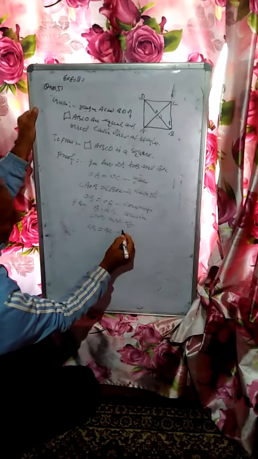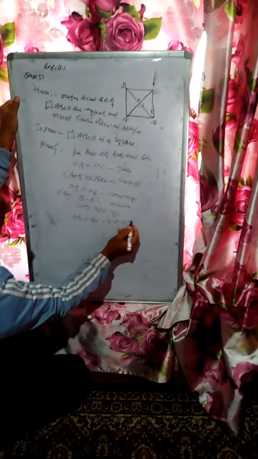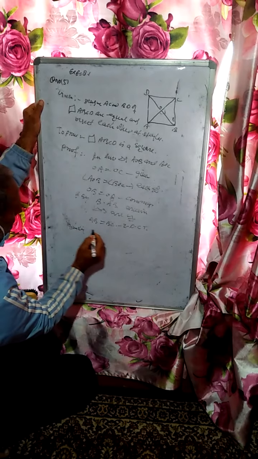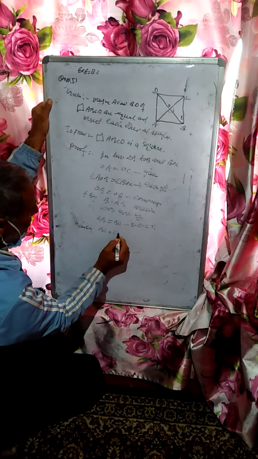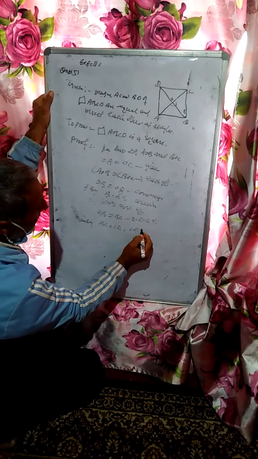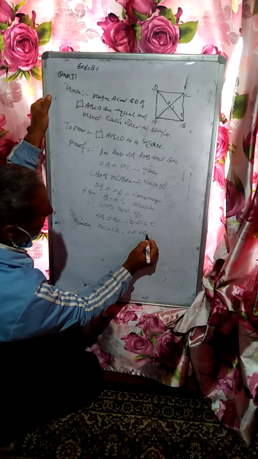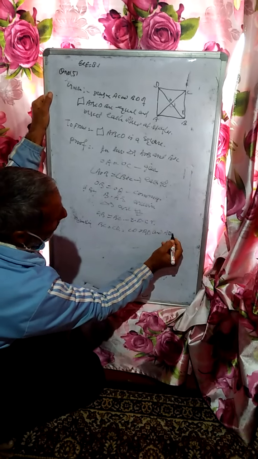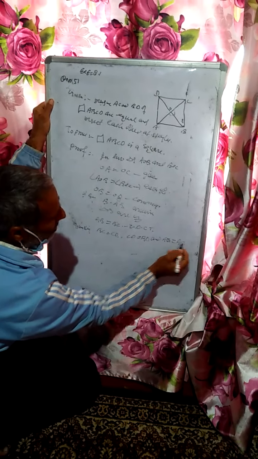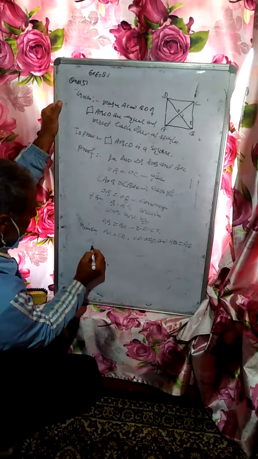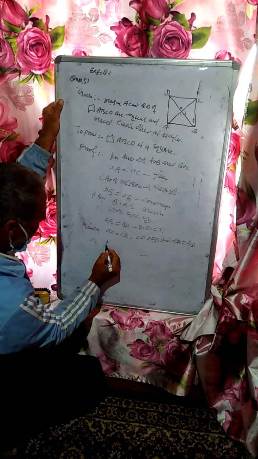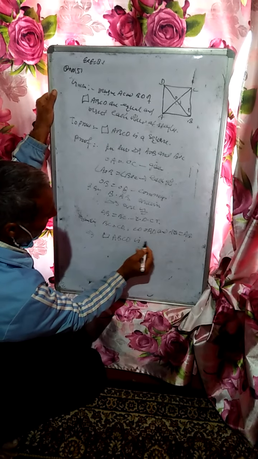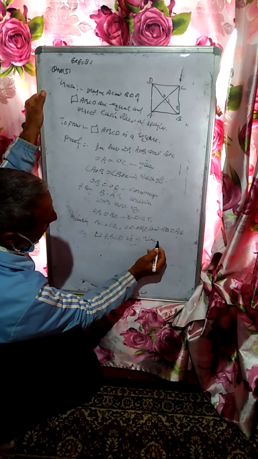AB is equal to BC, CPCT. Similarly, BC is equal to CD, CD is equal to AD, and AD is equal to AB, which implies that quadrilateral ABCD is a rhombus.